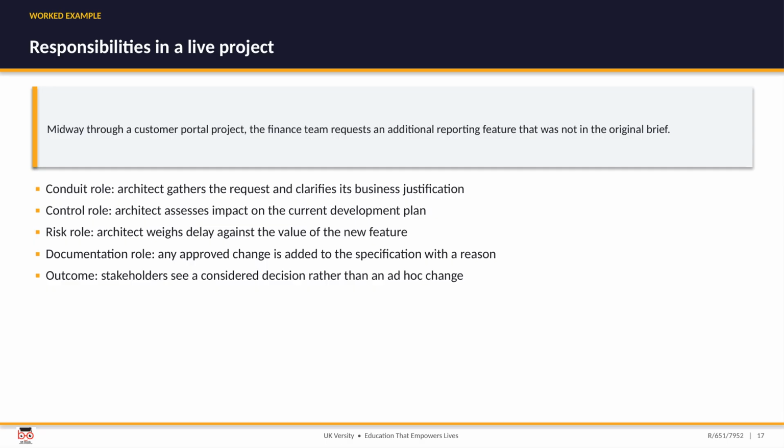Here is how those responsibilities look in a live project. Halfway through building a customer portal, the finance team asks for an extra reporting feature that was never in the original brief. The conduit role kicks in first, gathering the request and clarifying its business justification. The control role assesses the impact on the current plan, and the risk role weighs the delay against the value the feature would add. If it is approved, the documentation role captures the change and the reason for it. What stakeholders see is a considered decision, not an ad hoc scramble.